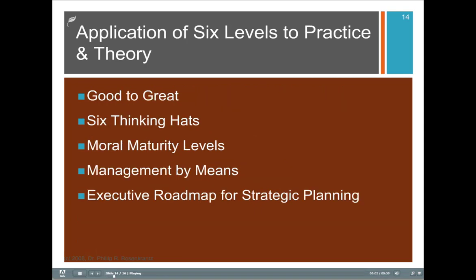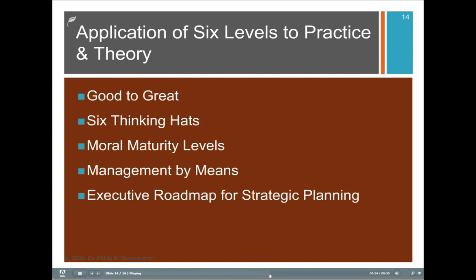Many of you have probably read the book Good to Great by Jim Collins. It was a bestseller about 10 years ago. I found a very high correlation between the 6 stages that he developed and the 6 levels of quality system implementation. I think it's very helpful in understanding them. The same can be said about De Bono's 6 thinking hats. I think those are also helpful in understanding the 6 levels of quality system implementation.